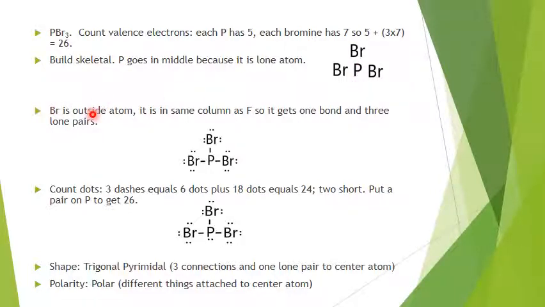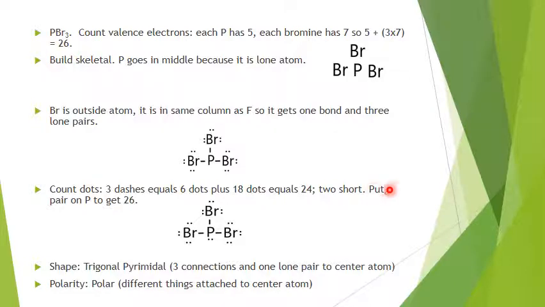Br is on the outside, so you give it its number of bonds and lone pairs, which is the same as fluorine. So it gets 1 bond, 3 lone pairs, each one of them. Now you count the dots. Each dash is 2, so it's 2, 4, 6. And there are 18 dots: 2, 4, 6, 8, 10, 12, 14, 16, 18. Plus the 6 that are in the dashes is 24. And we're 2 short of what we expect.